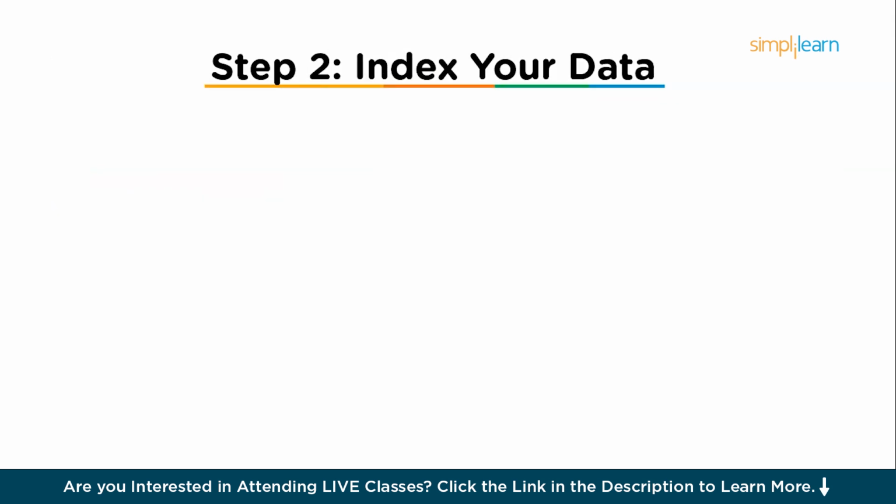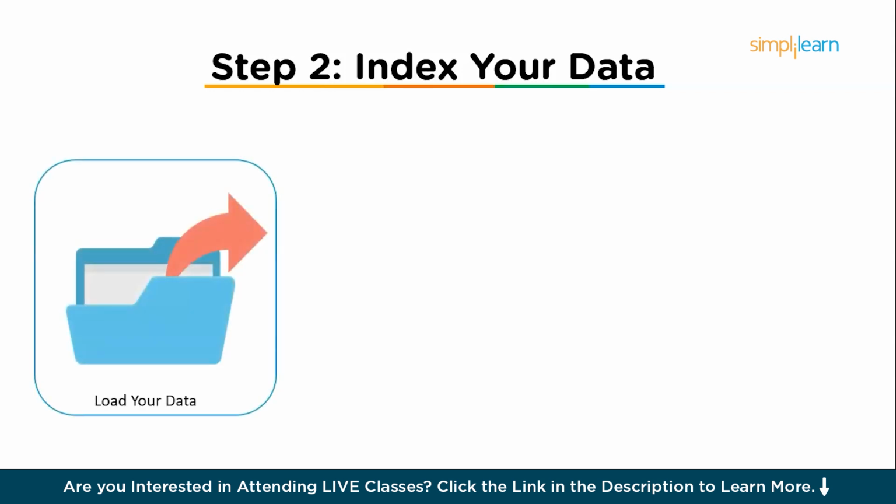Now the second step is index your data. The next step is to index the data that your agentic RAG system will retrieve. This could be data from internal documents, databases, or external APIs. Here's how to proceed. The first one is loading your data. Collect and load the data that you want to index into a suitable format. This could be text documents, CSV files, or data from an API.